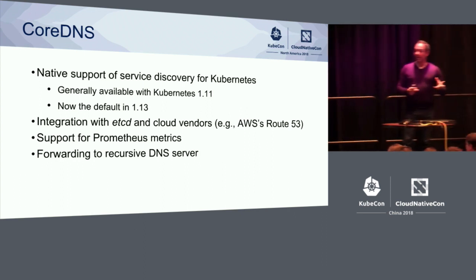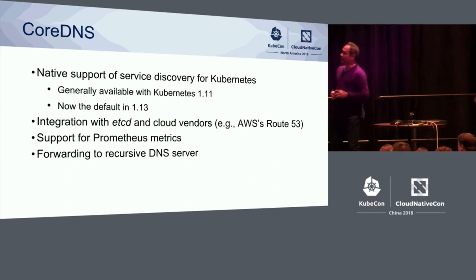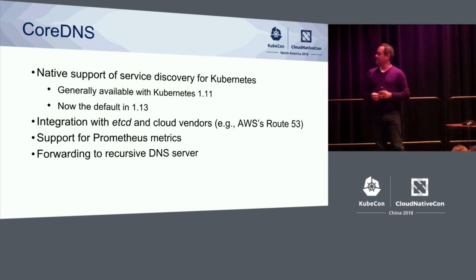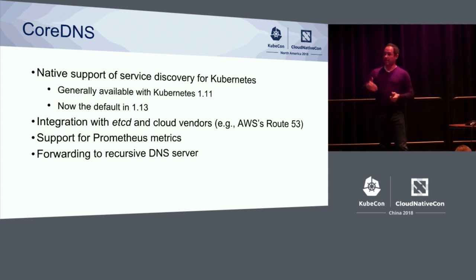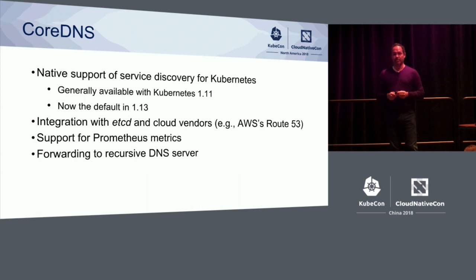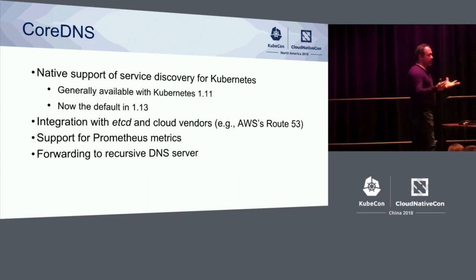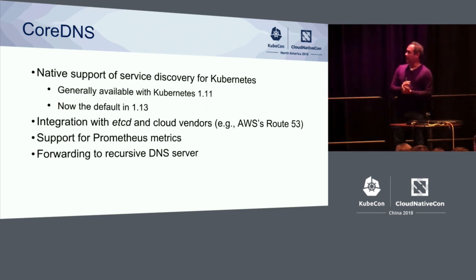So, as you know, we have native support of Kubernetes service discovery in CoreDNS. CoreDNS went GA with Kubernetes in version 1.11, and as you probably heard during the keynotes yesterday, it's now the default DNS server in 1.13. It boasts all kinds of integration with etcd and other cloud vendors.